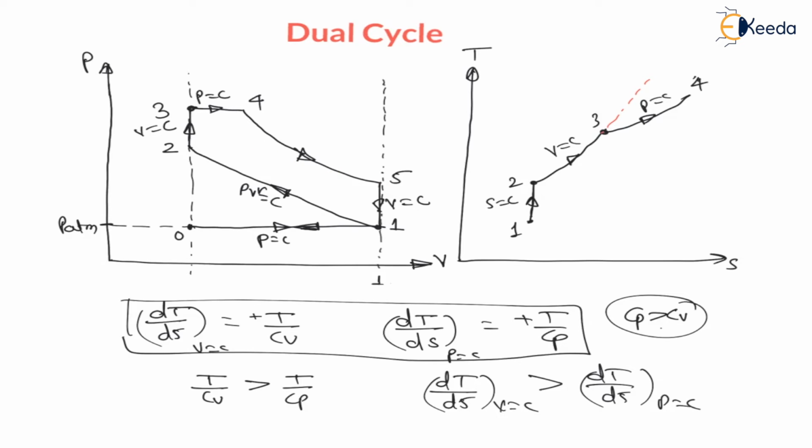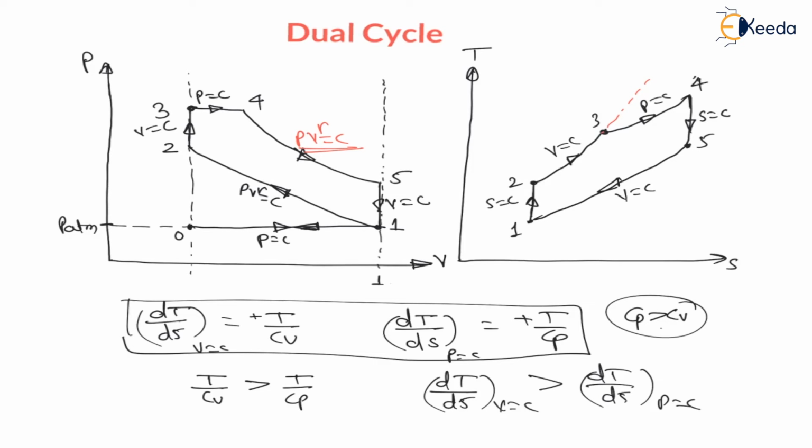Now 4 to 5 is reversible adiabatic expansion, that is PV raised to gamma is equal to constant. Therefore, reversible adiabatic expansion means isentropic expansion, that is entropy remains constant, and during this process temperature drops. Therefore, 4 to 5 there will be, at constant entropy, temperature drops. Now 5 to 1 is constant volume heat rejection. Therefore again 5 to 1 there will be a constant volume heat rejection.